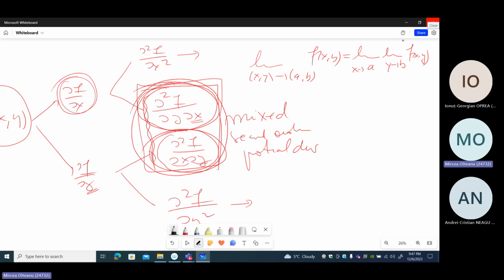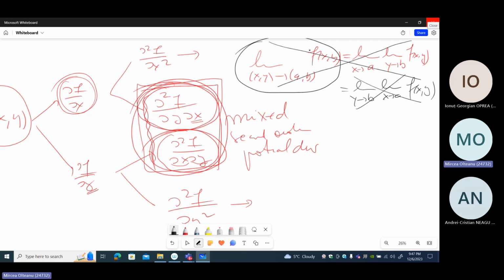In general, these two limits are not equal, and also it's not equal with this one. So the idea to change the order, to consider, these are called iterated limits. The iterated limits are not the limit in R squared. So this argument is not valid.